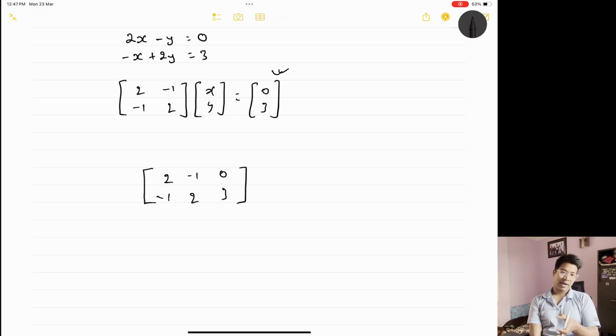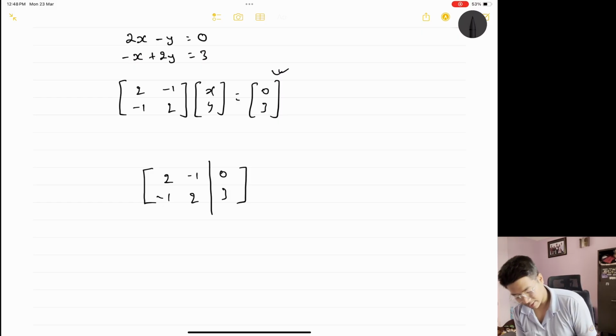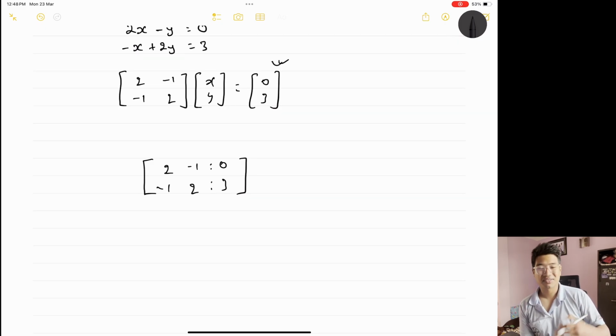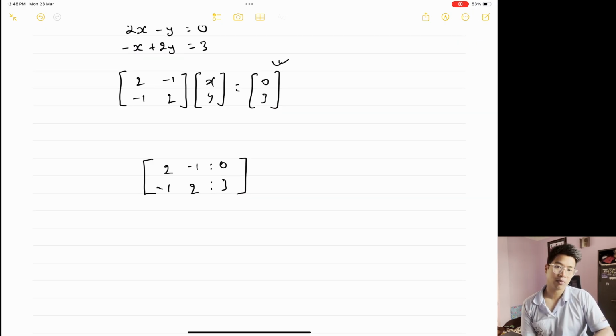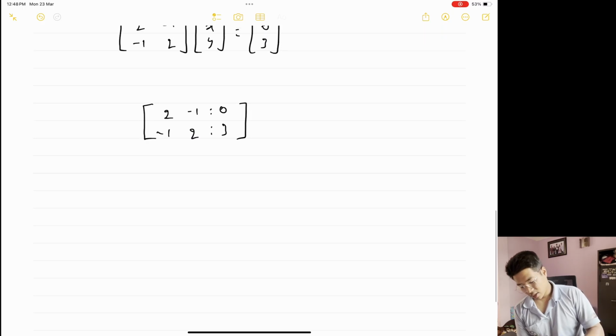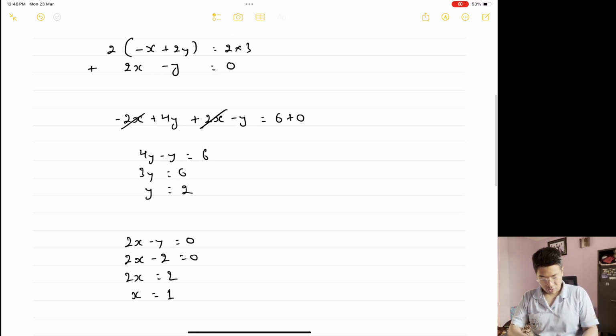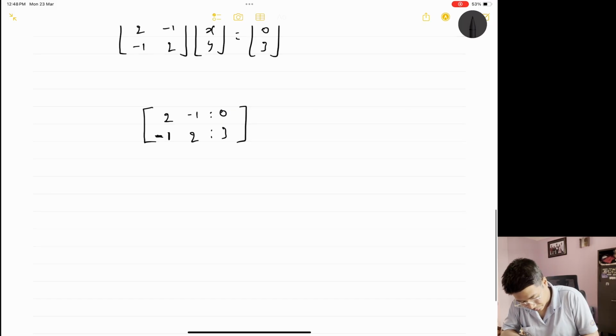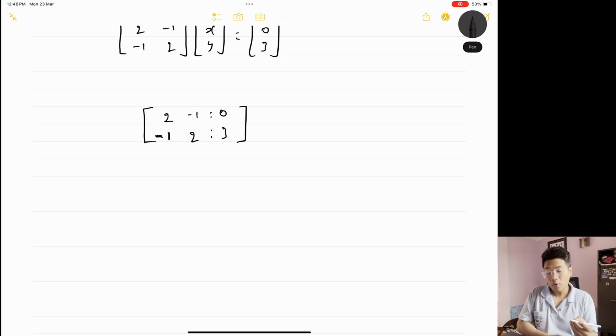If I were to write the matrix like that, I wouldn't really know that 0, 3 is a part of the result. So what I can do is create a line over there, or I can do this. Okay, let me just do this because it looks easy. It's just to separate that this column is actually the result. So over here, we're going to do the same thing as we did before, which is to make this -1 over here go to a 0.